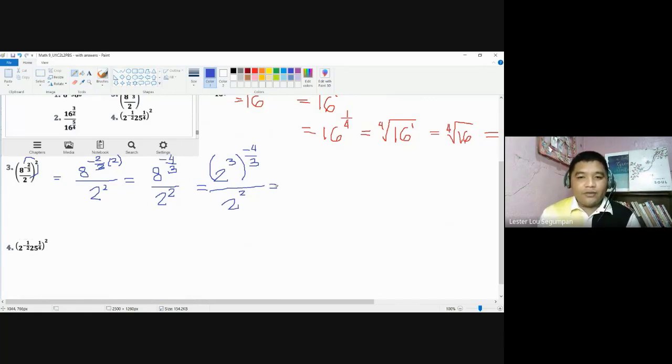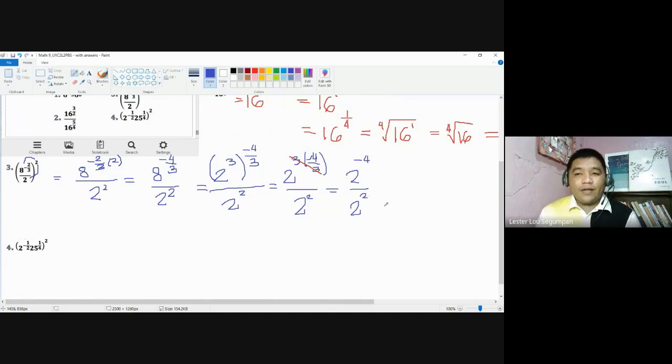Let's just continue. In the numerator, we will use another power law: 2 to the power of 3 times negative 4 thirds, where the 3 over 1 can simply be canceled out. Cancel that out, and the denominator is still 2 to the power of 2. And then you will have 2 to the power of negative 4 over 2 squared.